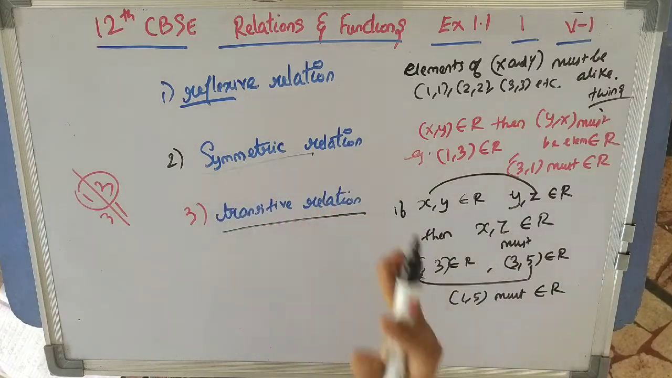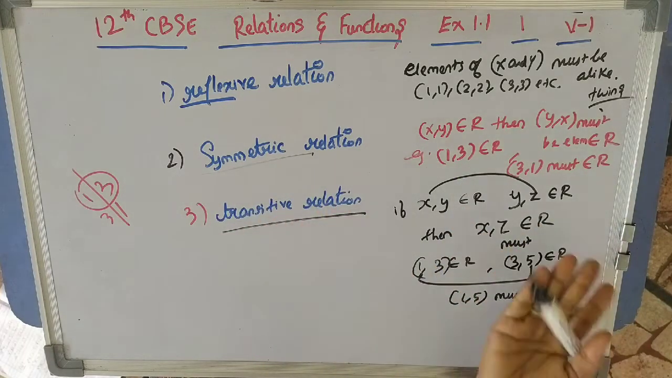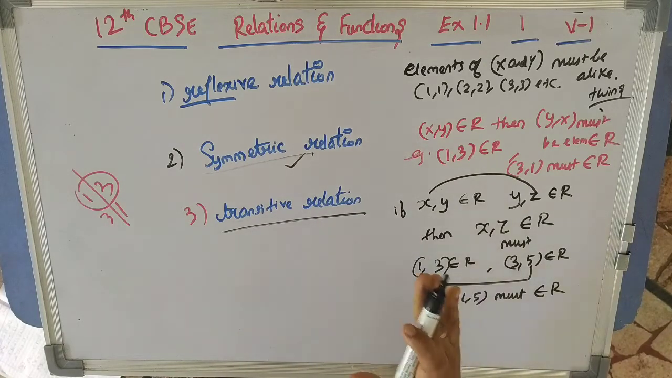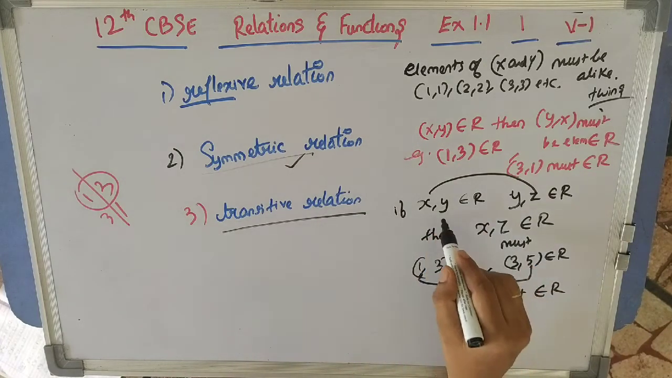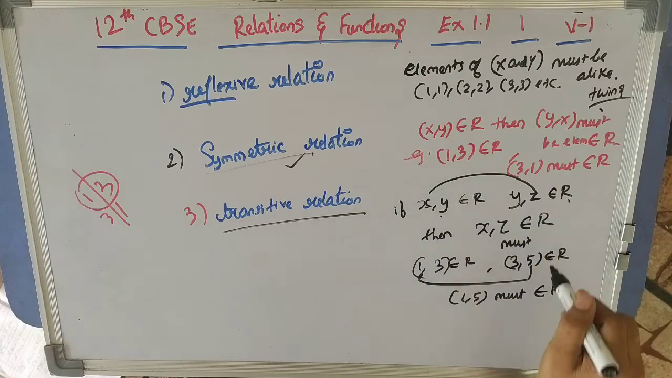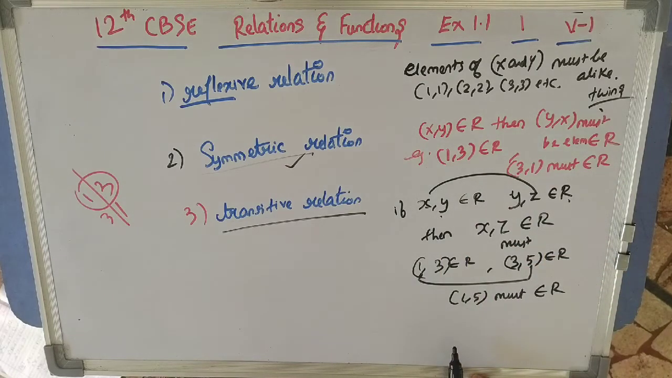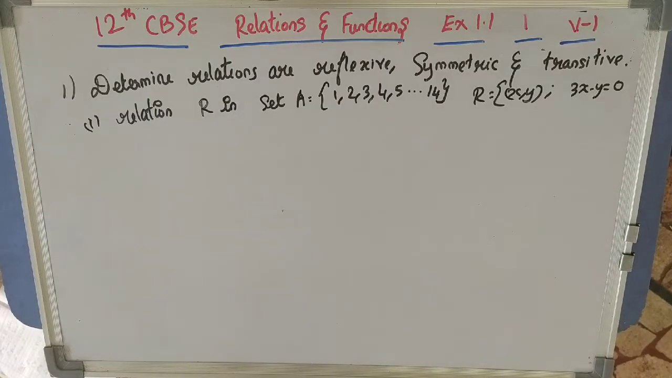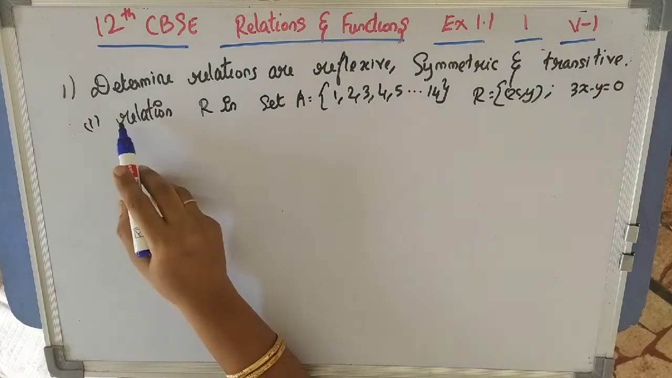Here, in the reflexive relation, both x and y of the ordered pair must be the same, like twins. In symmetric relation, x comma y and y comma x must be elements of R. In transitive relation, if x comma y and y comma z are elements of R, then x comma z must be an element of R. It may look complicated, but if we see the examples, we can understand it better.